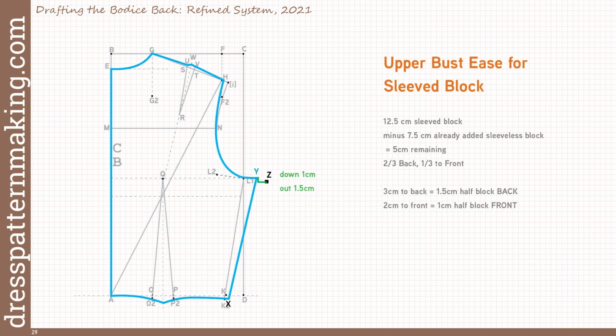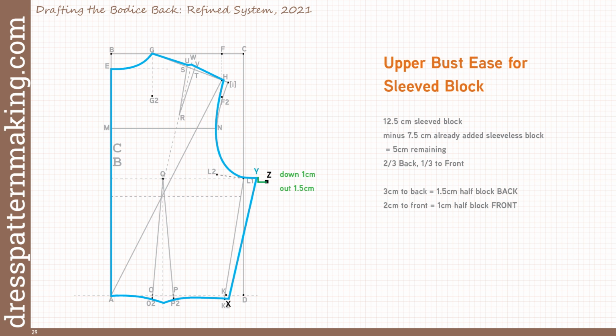So now we'll add the ease for the sleeved block, or the block with sleeves. The upper bust ease for the sleeved block is 12.5 centimeters. We have already added 7.5 for the sleeveless block, so there's 5 centimeters remaining. We'll add 2/3 to the back and 1/3 to the front as we did before. So that means 3 centimeters to the whole back, 1.5 centimeters to the half block. And in the front it will be 2 centimeters total, 1 centimeter to the half front.